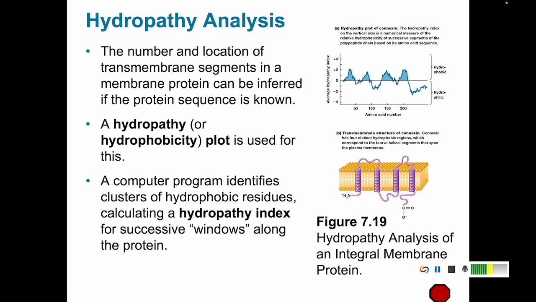You can use a computer program to figure out how hydrophobic or hydrophilic each of your amino acids are to get this hydropathy index and figure out these different windows for what is in the cell, what is within the cell membrane, and what is on the interior or exterior in the hydrophilic regions of the cell or its environment.